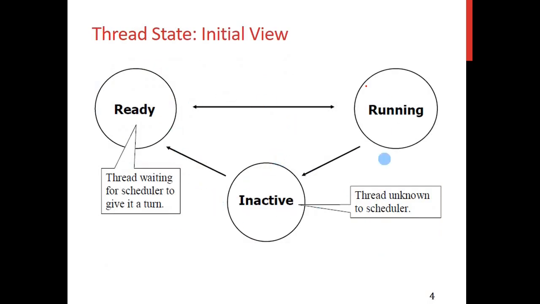If you look at the thread states, at an initial glance, the threads that are waiting for a chance to run will be in the ready state. Once the scheduler chooses one of these tasks to run, it will transition over to the running state. And if I have not yet created the task, it is considered inactive, and it's not known to the scheduler.